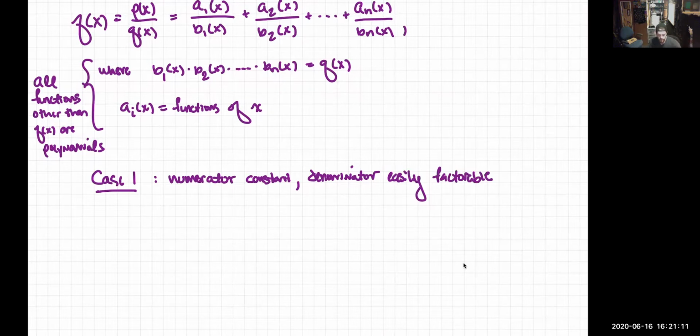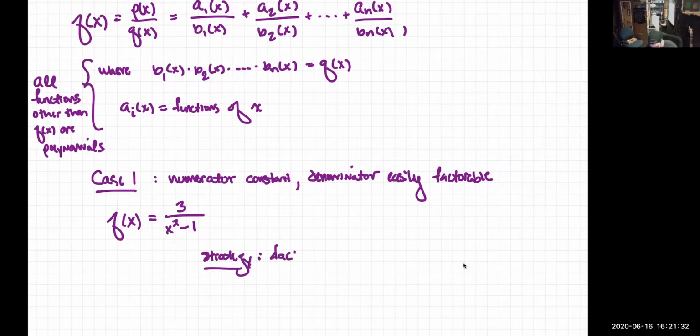Let's do something nice and easy, like our example is f of x equals 3 over x squared minus 1. There are, of course, going to be domain restrictions, but that's not the scope of what we're concerned with at the moment. We want to know, how can I split this up? The strategy is we are going to factor the denominator and choose those factors as the denominators of our linear combination.